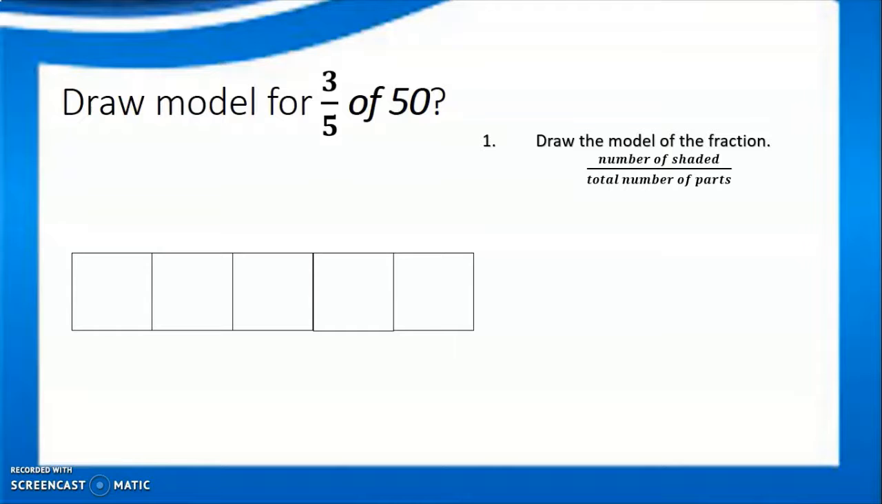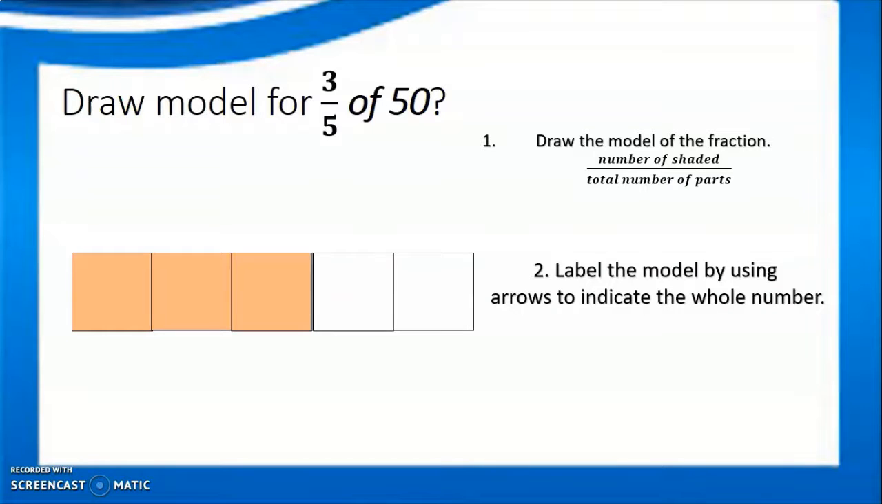And then we're going to shade how many? 3. Okay. Then label the model by using arrows to indicate the whole number. So that will be equal to 50.